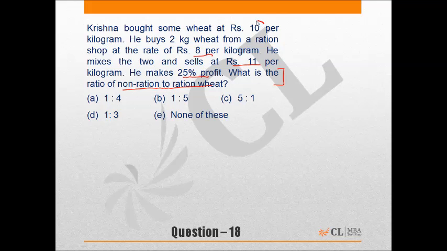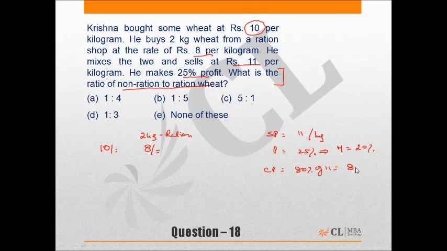He bought some wheat at rupees 10 a kg. He buys 2 kg wheat from a ration shop at 8 a kg. So 8 rupees a kg, this is 2 kg. And this is the ration variety. He sells the mixture at rupees 11 per kg. So his selling price is 11 per kg. And he makes a profit of 25%. His profit is 25%, that means his margin is equal to 20%. So his cost price should be equal to 80% of 11, which is equal to 8.8.